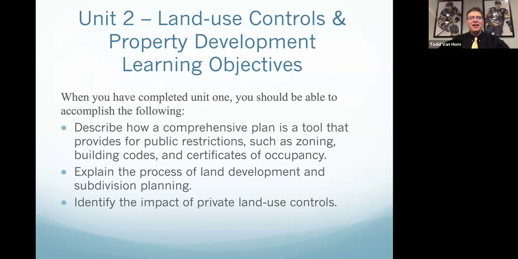I'm so sorry. So again, we're in Unit 2, land use controls and property development. Learning objectives for this unit are to describe how a comprehensive plan is a tool that provides for public restrictions such as zoning, building codes, and certificates of occupancy. Also, you should be able to explain the process of land development and the subdivision planning, and also you should be able to identify the impact of private land use controls. So those are the things you should be able to do during this chapter. After you get done reading Unit 2, you should be able to do all three of those items.